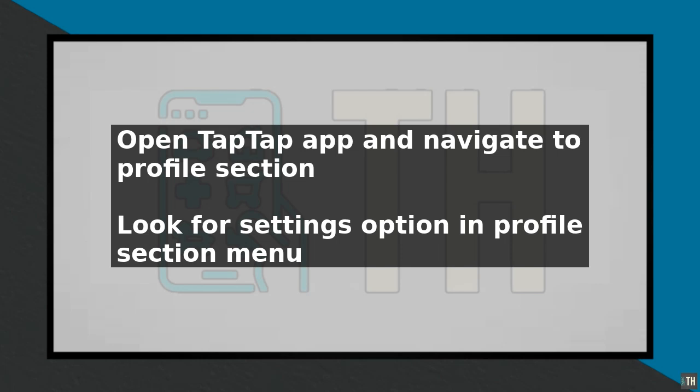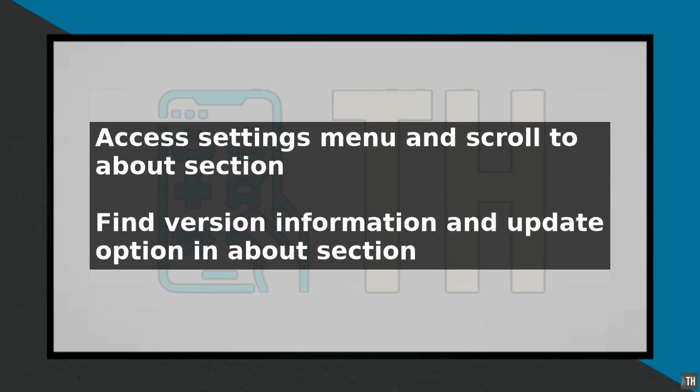a gear icon. Tap on the settings option to access the app's settings menu. Within the settings menu, scroll down to the About section, where you will find the version information and the update option. If an update is available, you will see a button that says Update or a similar prompt. Tap on the Update button to proceed to the update process.